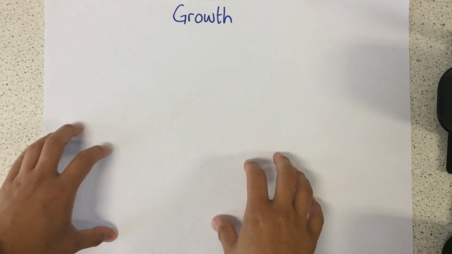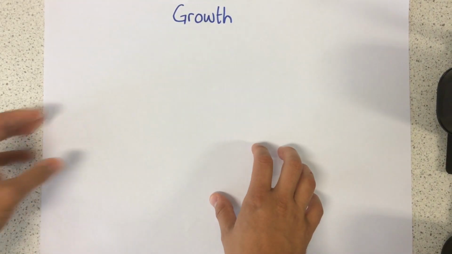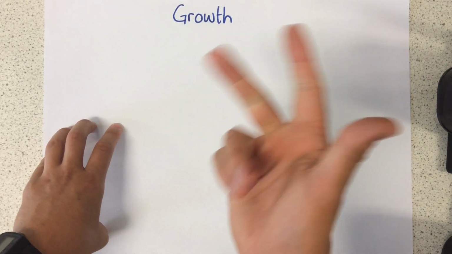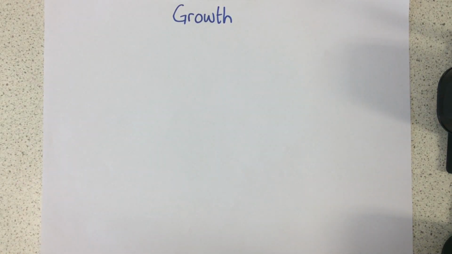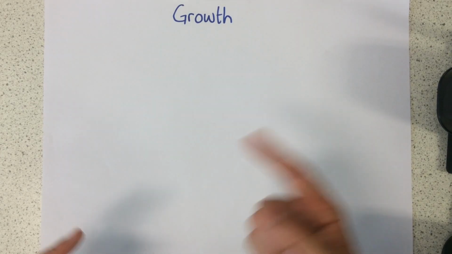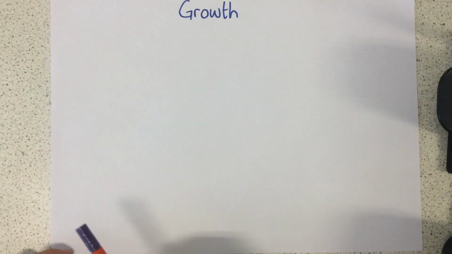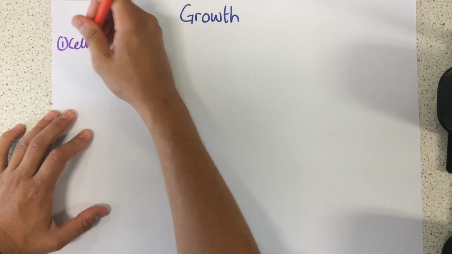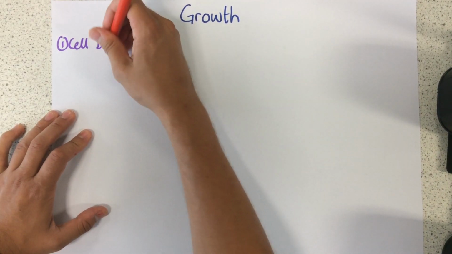Okay, today I'm going to talk to you about growth of multicellular organisms. We're going to be looking at cell differentiation, cell division, and cell elongation. So, first of all, growth is an increase in size or mass. And we're going to start off by looking at a process called cell differentiation.